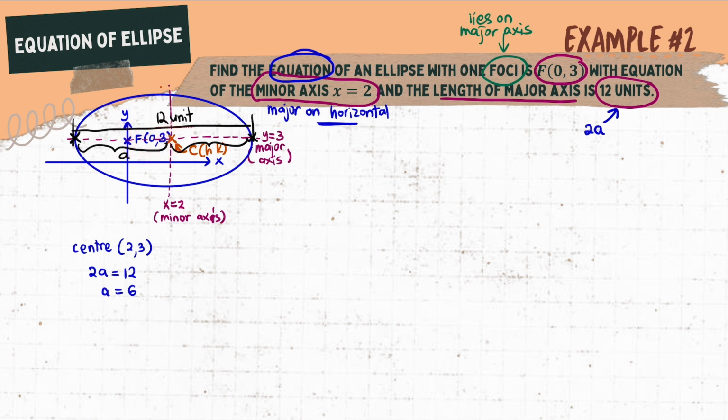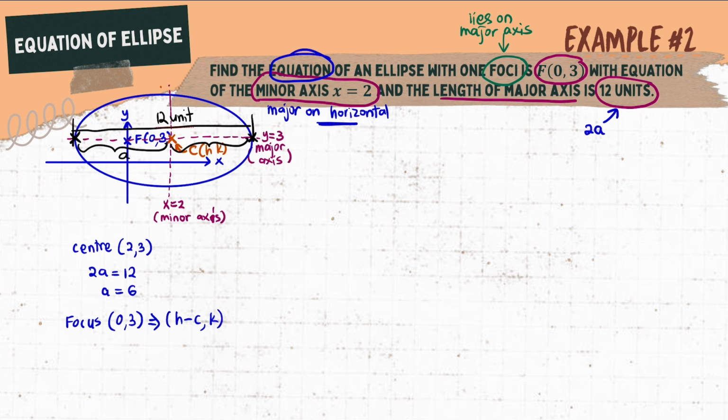So since we already know that center is (2, 3) dan fokus kita ini berada di belakang ataupun di kiri center, so the coordinate of X kita ini kita akan tolakkan dengan the value of C. Okay, so sebenarnya saya boleh compare. Okay, kejap. So foci yang kita ada tadi, one of the focus yang kita ada adalah (0, 3). And the equation sebenarnya adalah (h minus c, k).